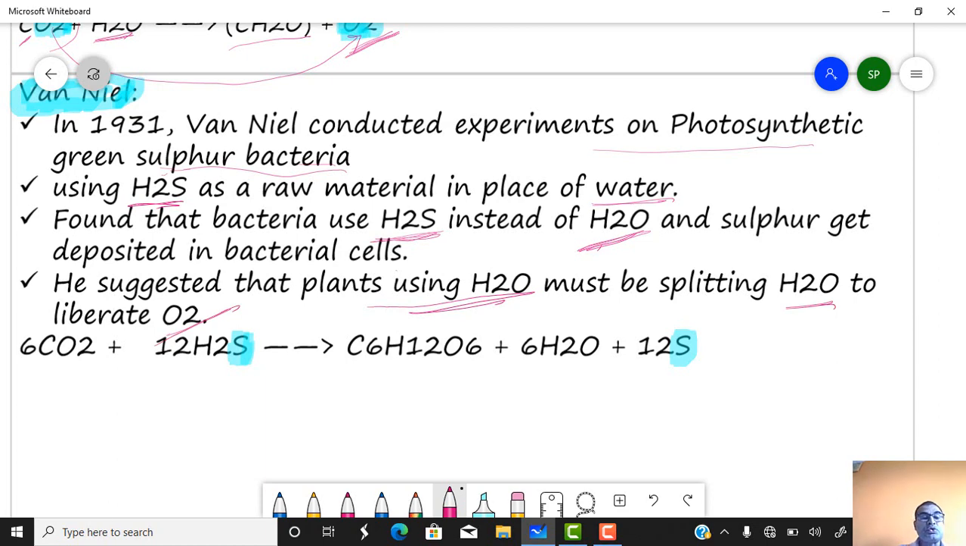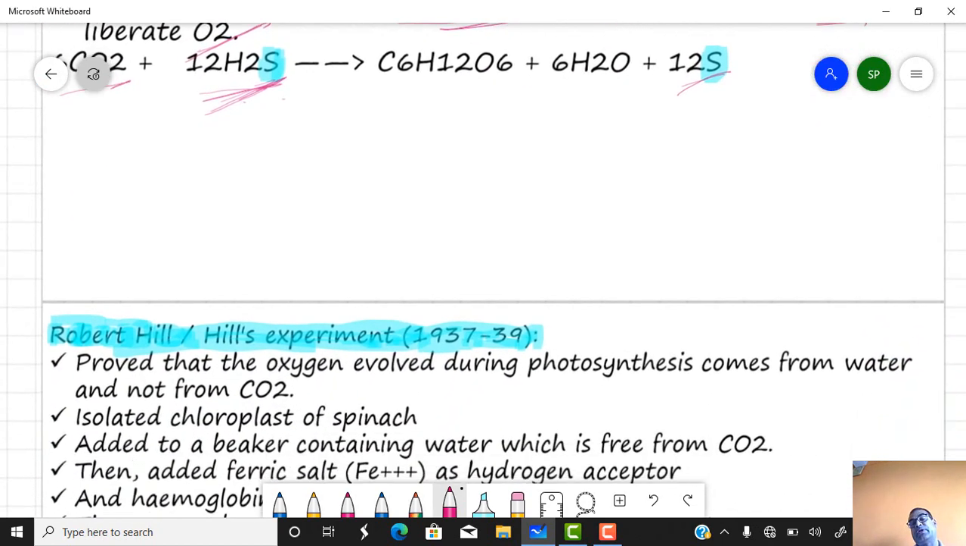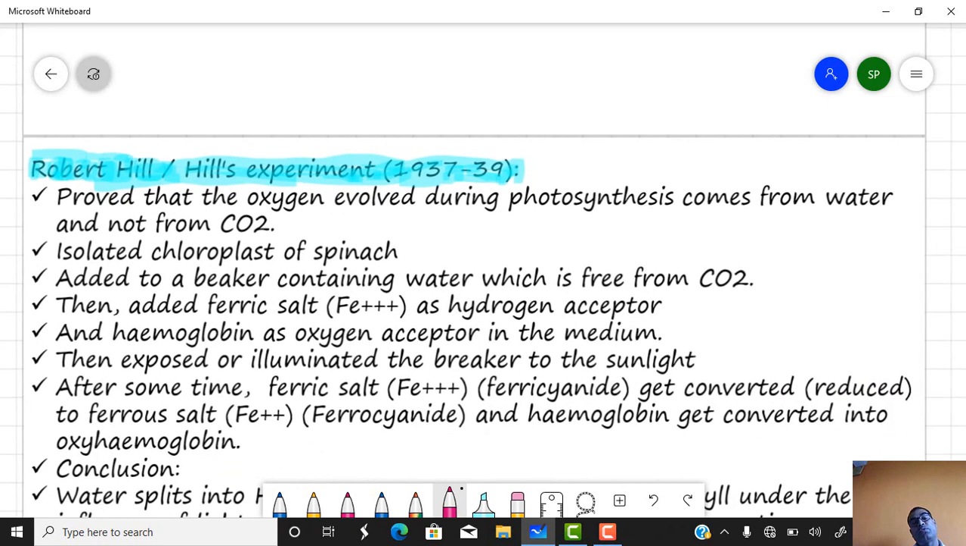So, 6CO2 plus 12 H2O. In place of H2O, he placed H2S. And what he found was that this hydrogen sulfide molecule was broken down to H2, and the sulfur got deposited in the bacterial cell. So this was the first experiment by Van Niel.